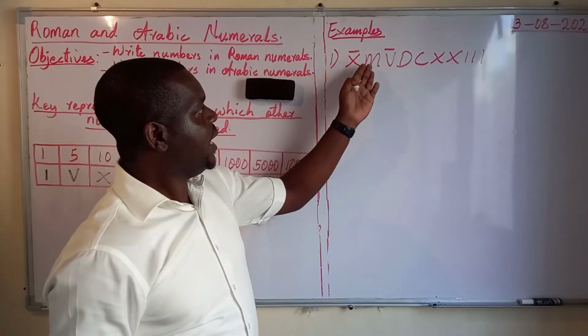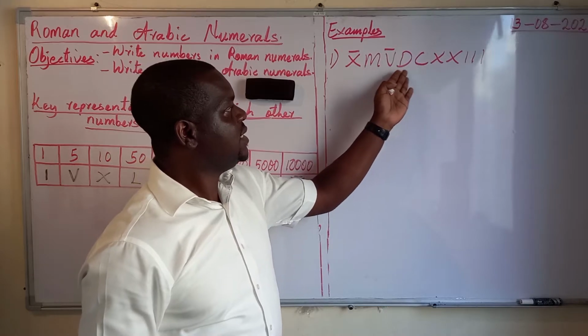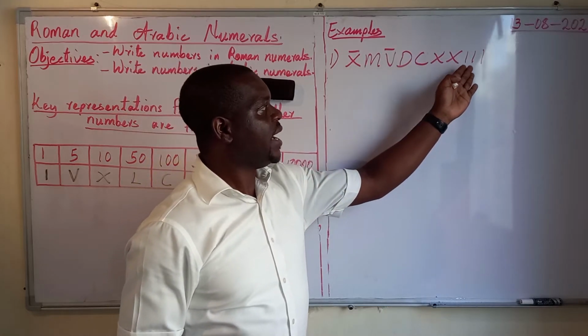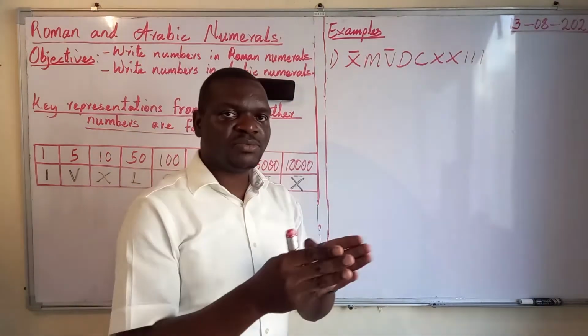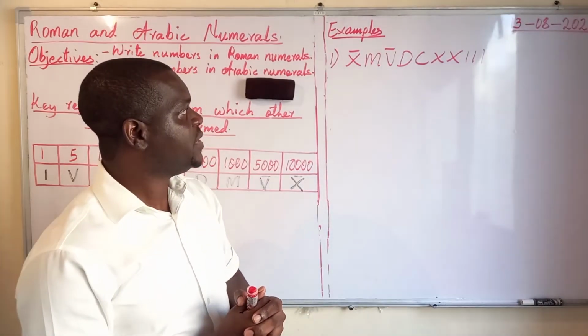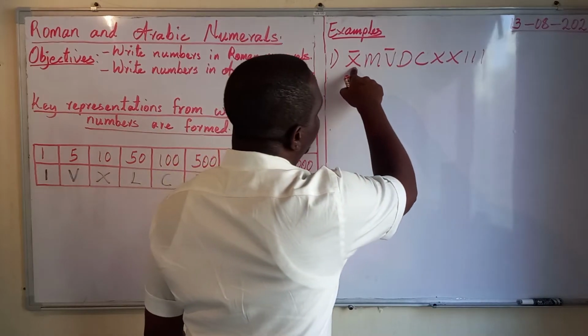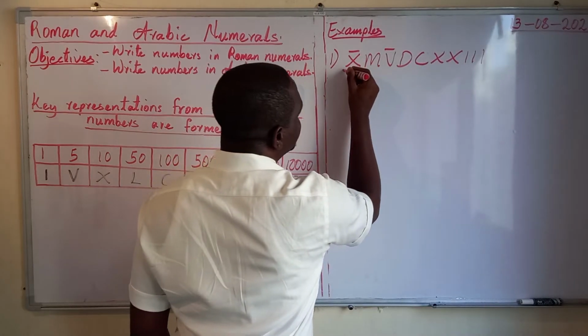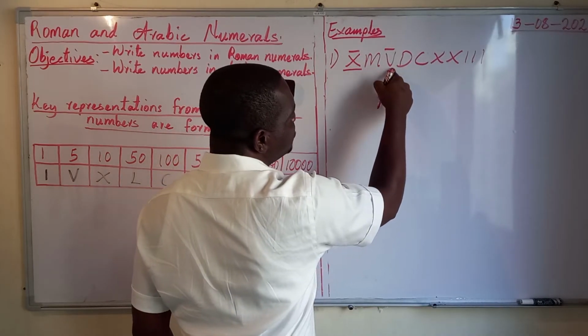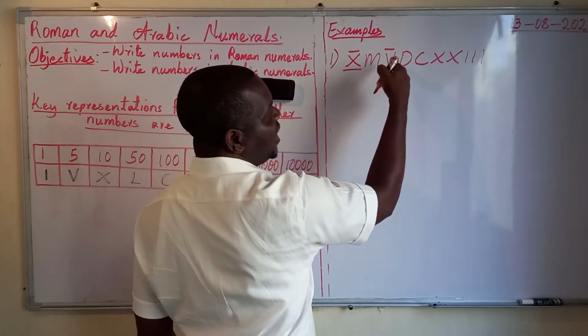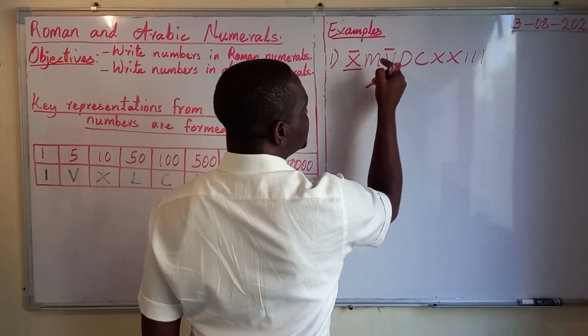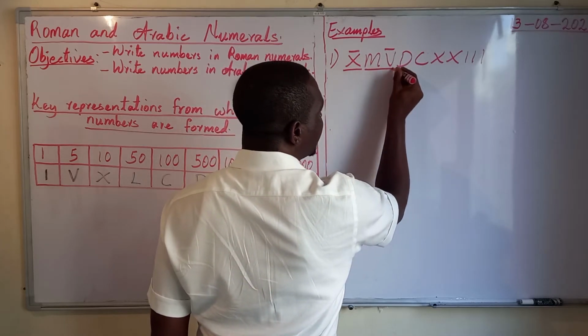X bar, M, V bar, D, C, X, X, I. It is also good that we break the numbers down so that we can easily interpret. This is a bigger number. You can keep it alone. This is small, this is big. It means these two will go together because you cannot read a smaller number and then read a bigger number. So when you see small and big, both go together.